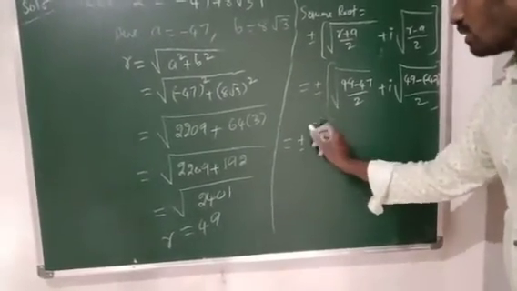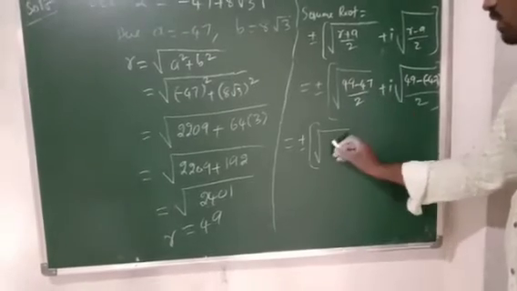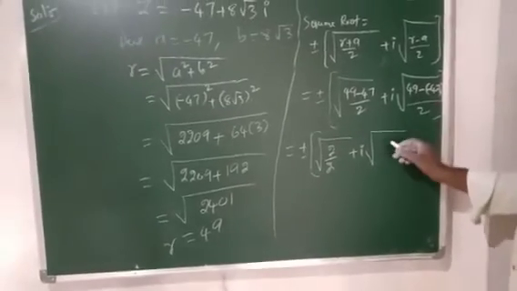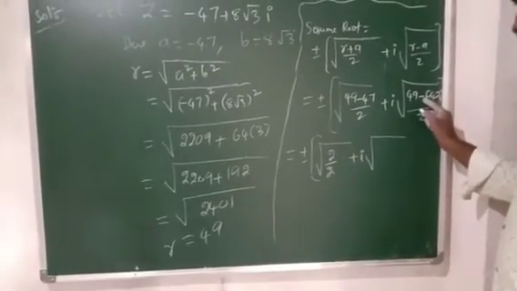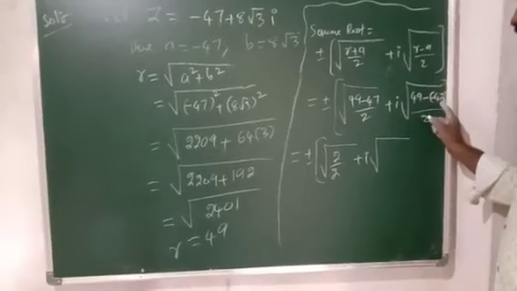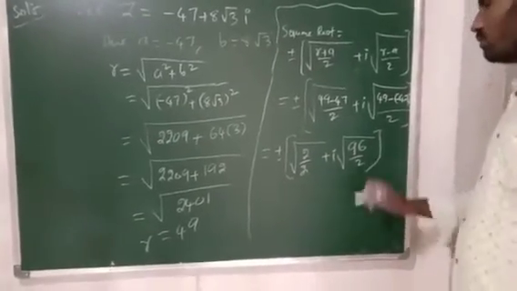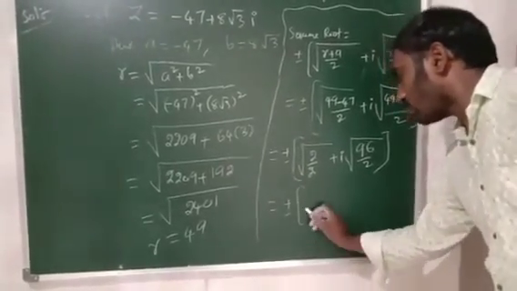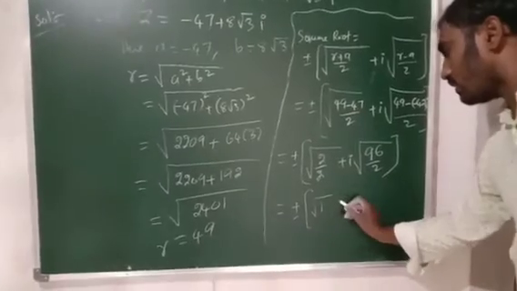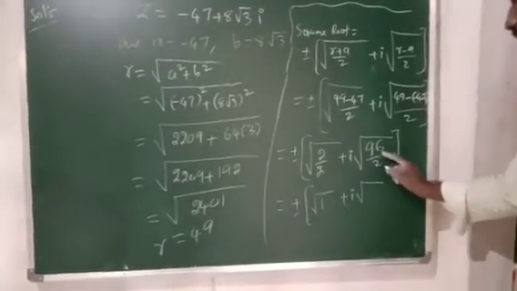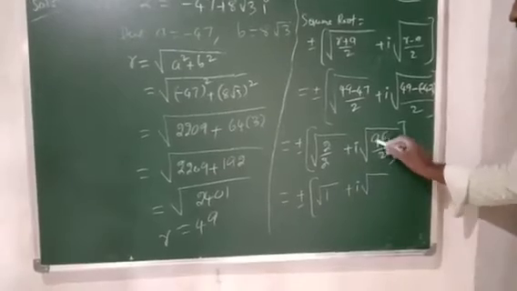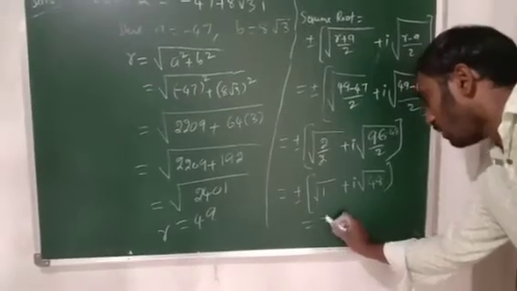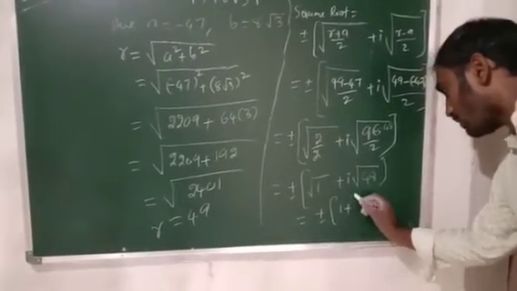So this equals plus or minus under root of 49 minus 47 is 2, that is 2 by 2, plus i into under root of 49, minus into minus is plus, that means 49 plus 47, by 2. So this equals plus or minus under root of 2 gets cancelled, this is 1, plus i into under root of 96 by 2. 96 by 2 is 48. So this is root 48. So this equals plus or minus root 1, which is 1, plus i into root 48.